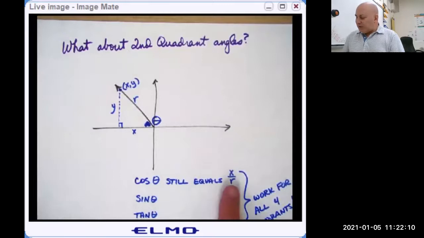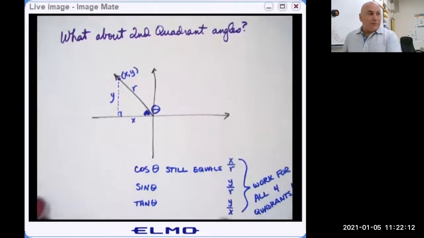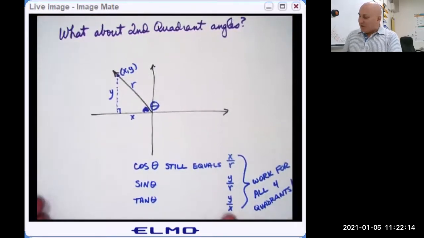So these three ratios here, down here, they work in all four quadrants. SOHCAHTOA only really works on triangles. Once you start expanding into the second, third, and fourth quadrants, then we need to think of, instead of opposite and adjacent and hypotenuse, y, x, and r.